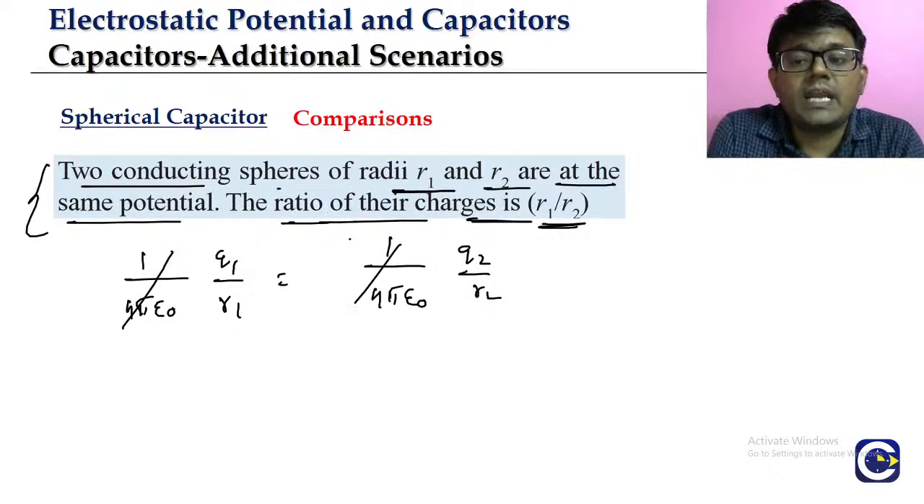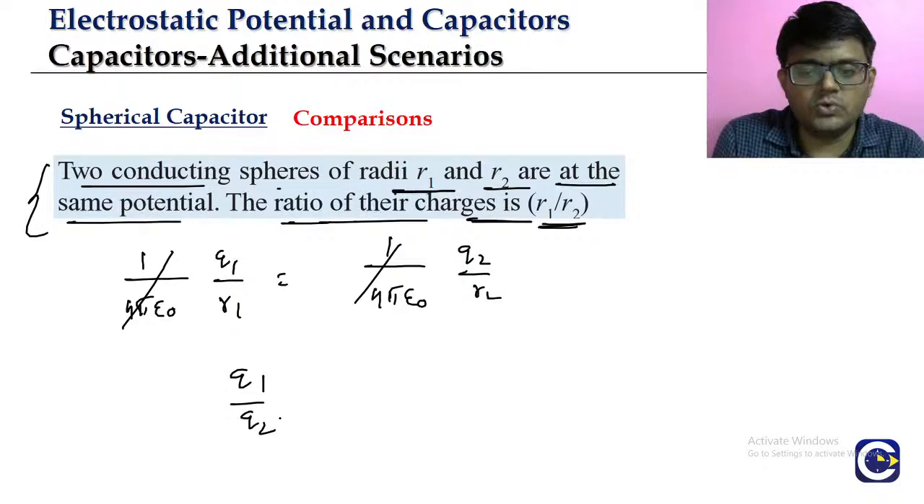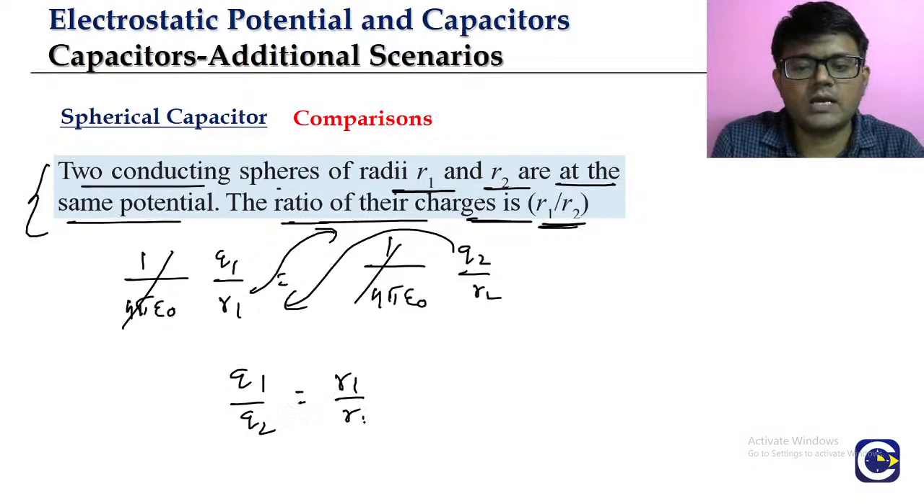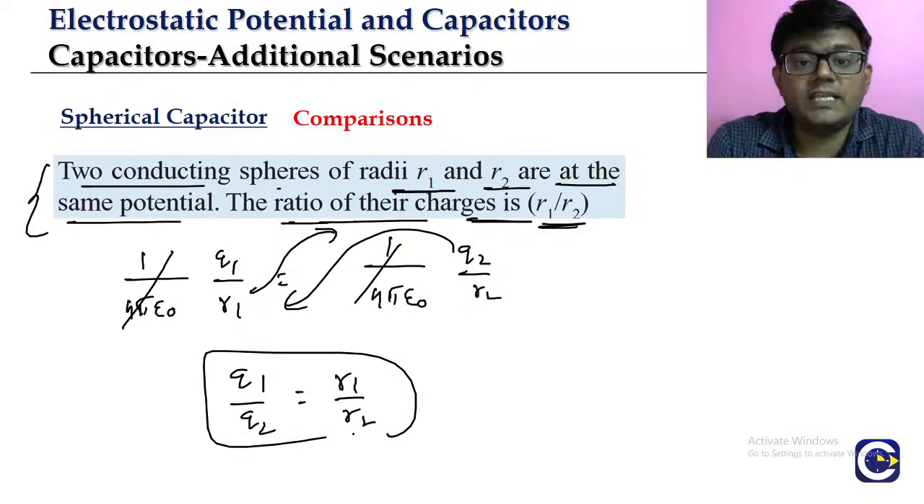So the ratio of the charges means what? We need q1 by q2. Look, if we rearrange, what is q1 by q2? This will come in the denominator. Where will r1 go? In the numerator. So q1 by q2 is equal to what? r1 by r2. Look, this is the ratio of the charges when the potentials are same.